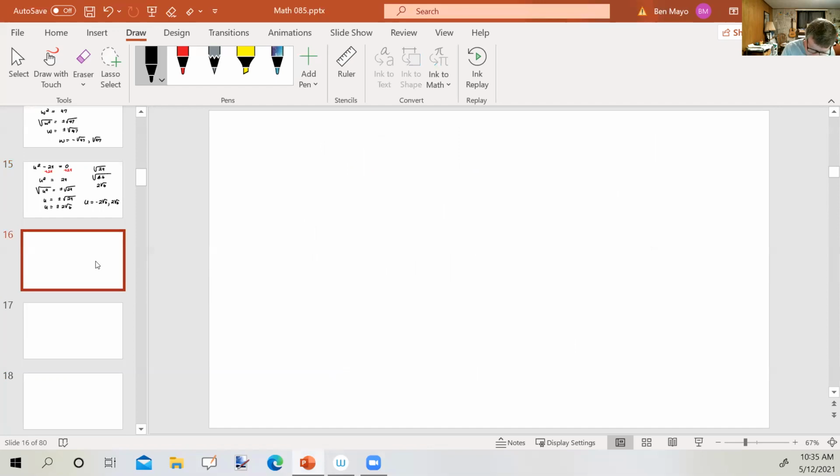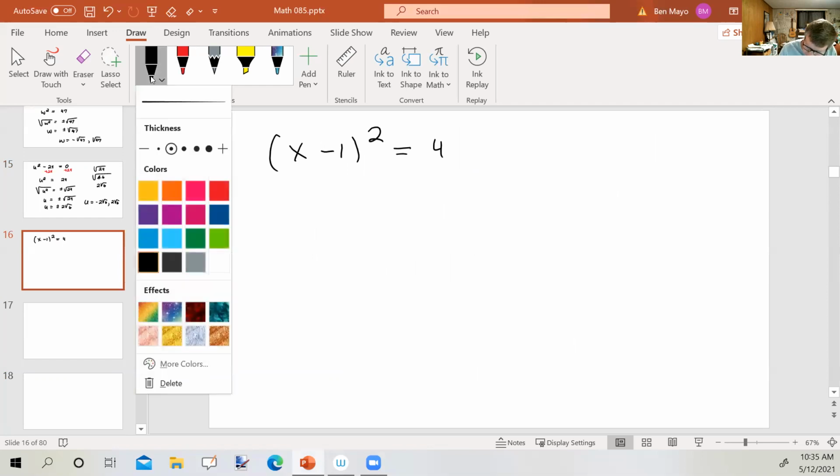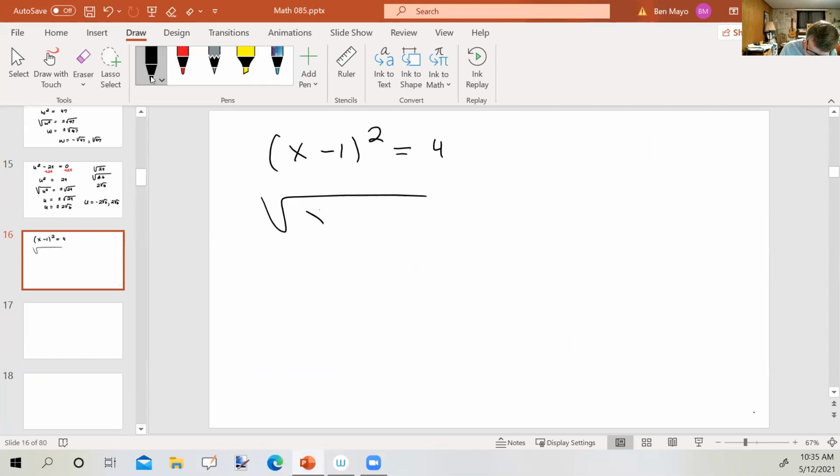Now we have x minus 1, the quantity squared, equals 4. So again, we have a perfect square containing a variable on one side of the equation and a constant on the other. So it's already good to go. We'll take the square root of both sides of the equation, and we get x minus 1 equals plus or minus 2, 2 being the square root of 4.